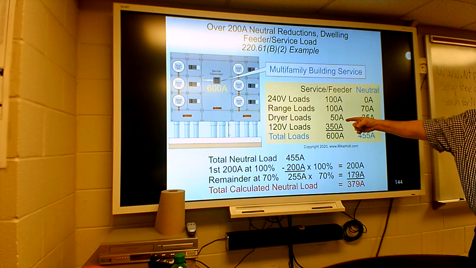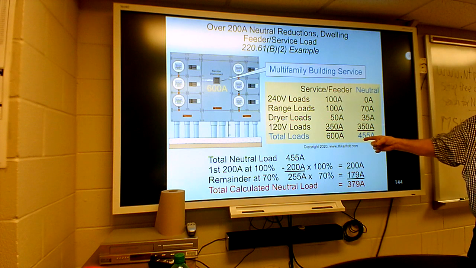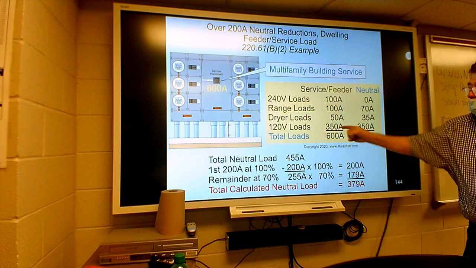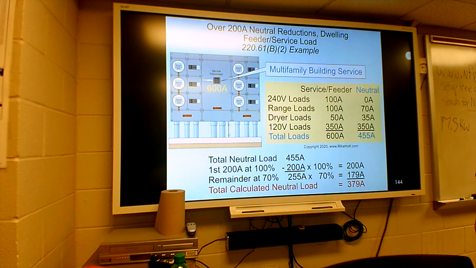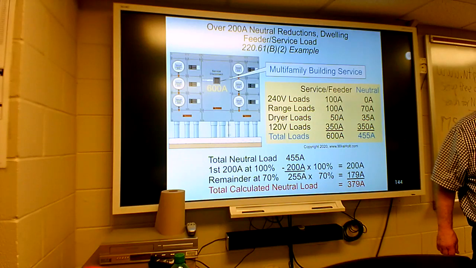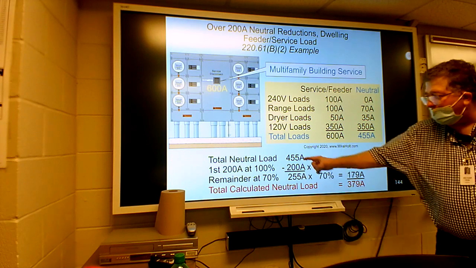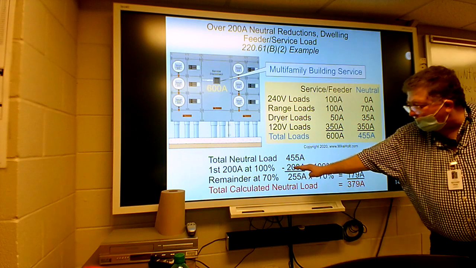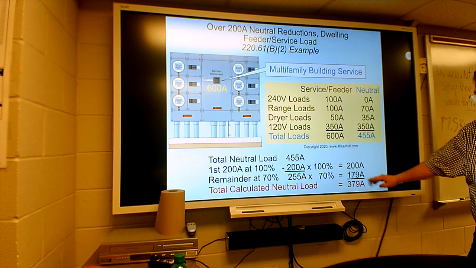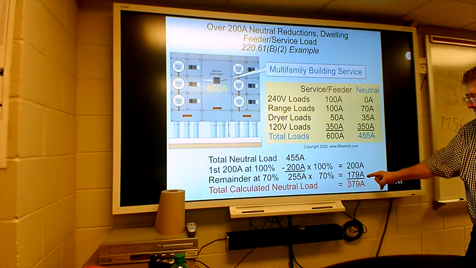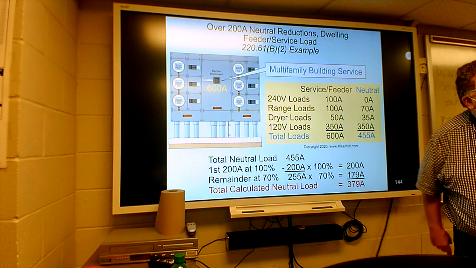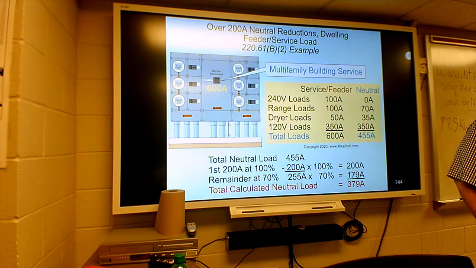Your dryer loads at 70%, and then your line to neutral loads at 100%. So they added up and you got 455 amps. It's above 200 amps, so the excess above 200, you can figure it at 70%. So they're taking the total of 455 amps, and they're taking the first 200 amps at 100%, the remaining 255 amps at 70%, and it's giving you a total neutral load of 379 amps.